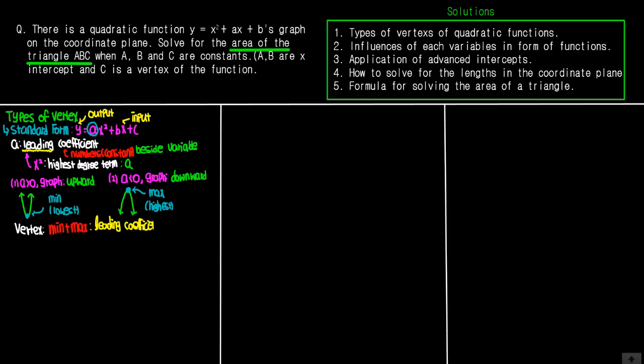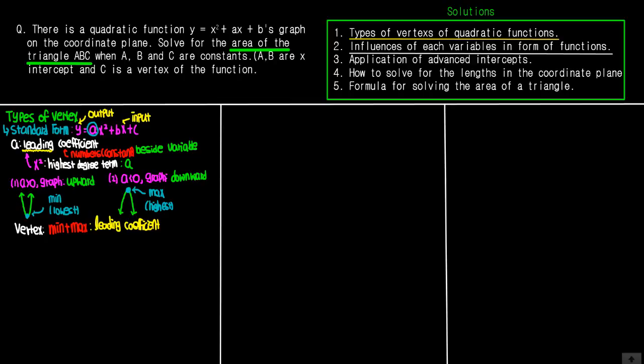And this was the example for the second one. For the first one, the types of vertices and the quadratic function. So let's keep going with the second one, which is the influences between the variables from our quadratic function. We know that y is the output, x is the input, and a is our leading coefficient, which defines the type of our graph and our function's vertex.